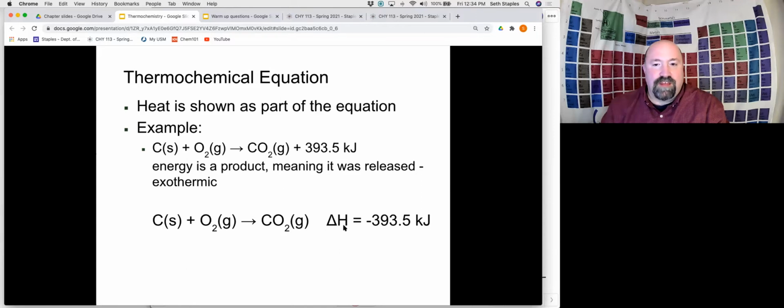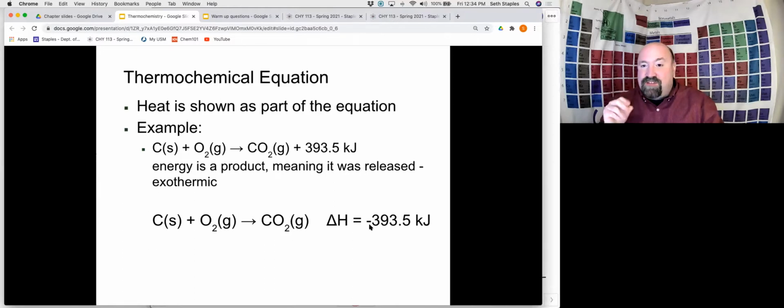And so we represent our delta H value with a negative 393.5 kilojoules. And so that tells us that this process of bringing carbon and oxygen together to make carbon dioxide releases 393.5 kilojoules of energy.